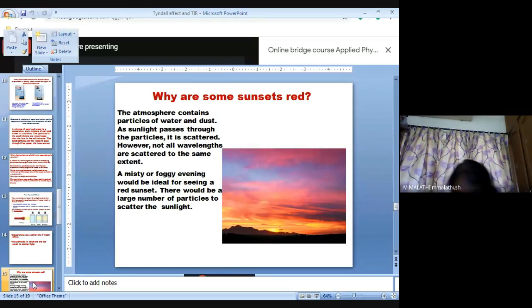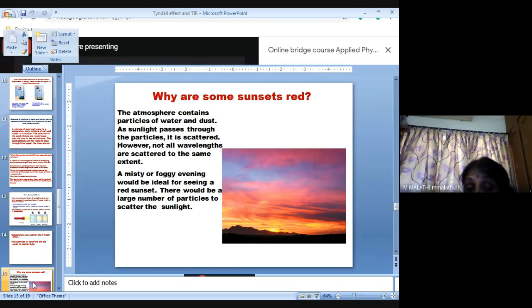See, after explaining the Tyndall effect, I am showing the same picture again. The atmosphere contains particles of water and dust. It is compared to the colloidal particles, like how the particles are distributed in a colloid. The atmosphere contains particles of water and dust dispersed throughout it. As the sunlight passes through it, it is scattered by the particles. However, not all wavelengths are scattered to the same extent. Red light, which is of maximum wavelength, gets scattered more.